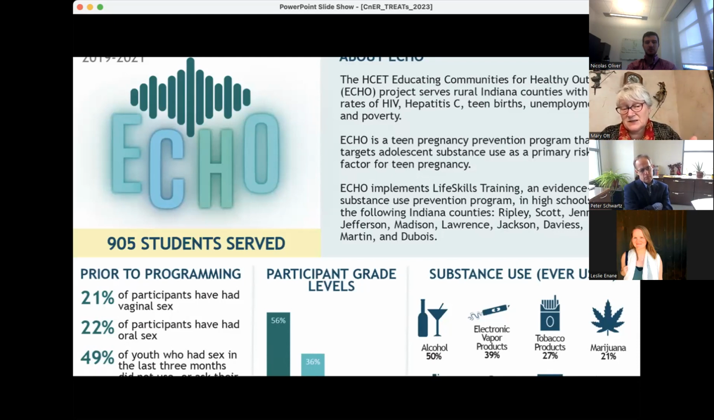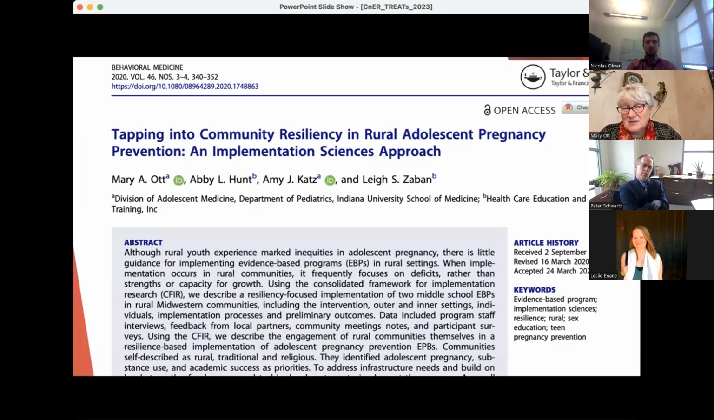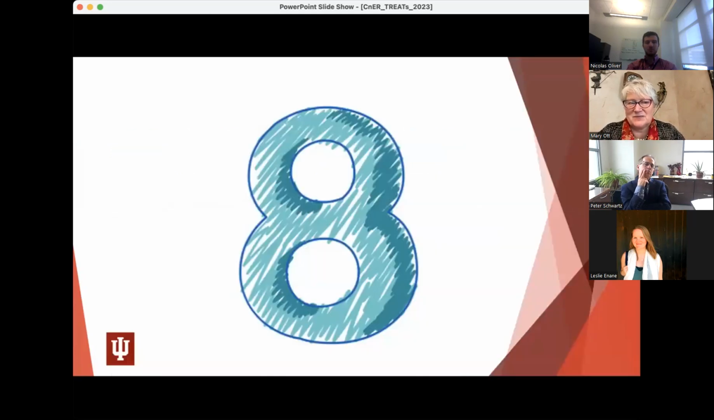So they're really focusing on what the reach is, what the risk factors are, and then what the impact is, which is really different than the papers coming out, where we took some of the data and looked into tapping into community resilience and rural adolescent pregnancy prevention. These outcomes are really different and our products are really different, and both need to be addressed and assessed for the partner to have an equal partnership.